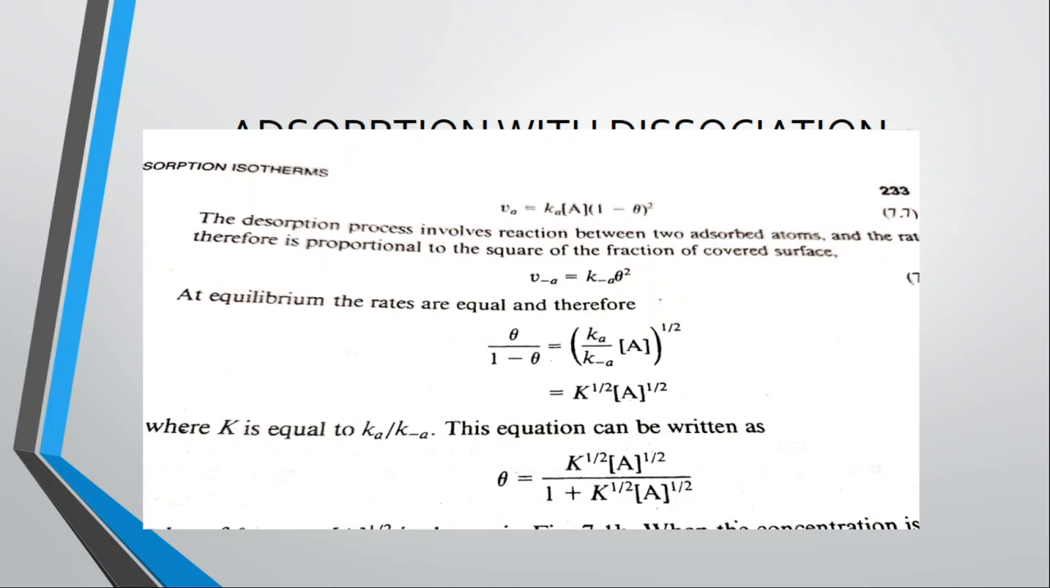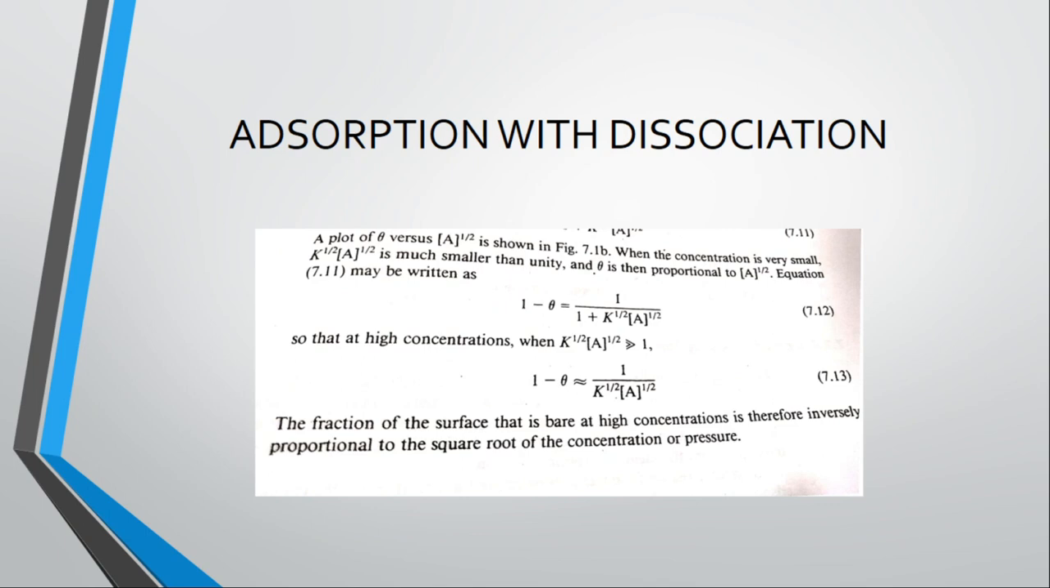The equation can now be written where the fraction of the molecules adsorbed after the dissociation into atoms is written as theta equal to K to the power of 1 by 2 concentration of A to the power of 1 by 2, divided by 1 plus K to the power of 1 by 2 A to the power of 1 by 2.